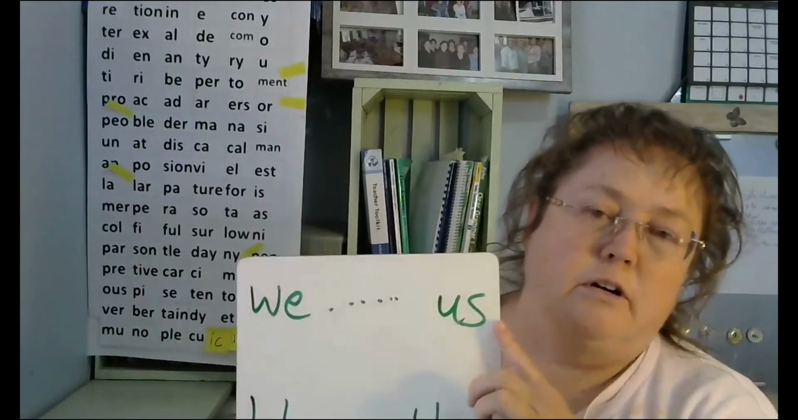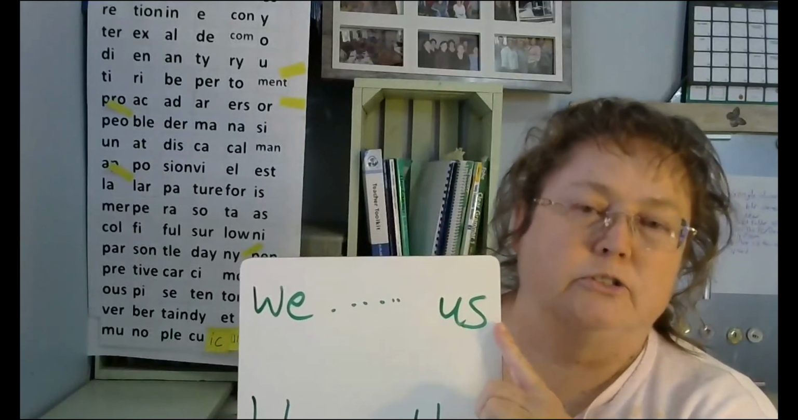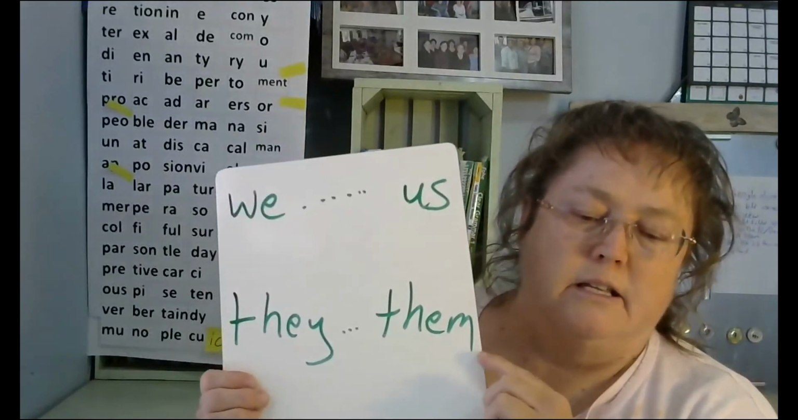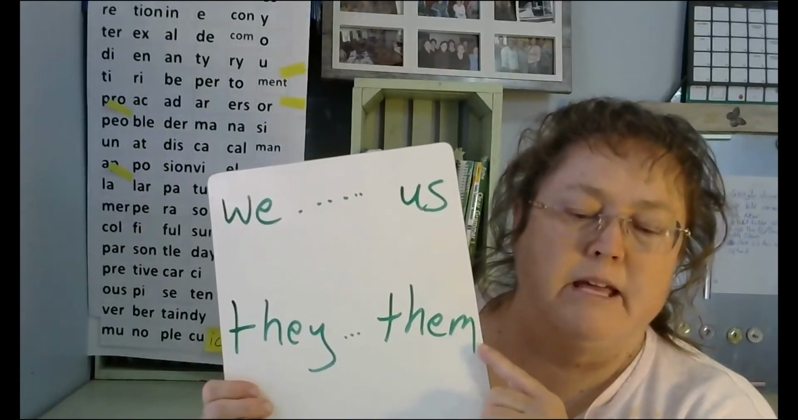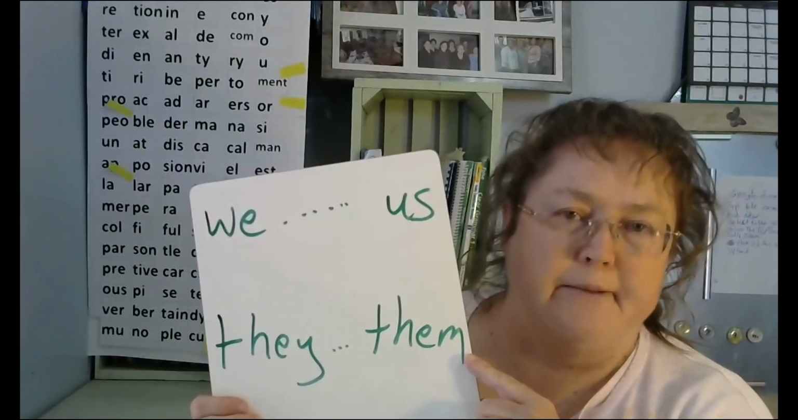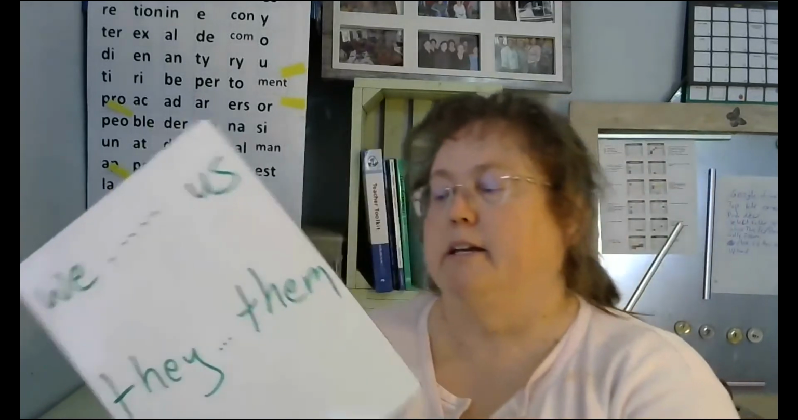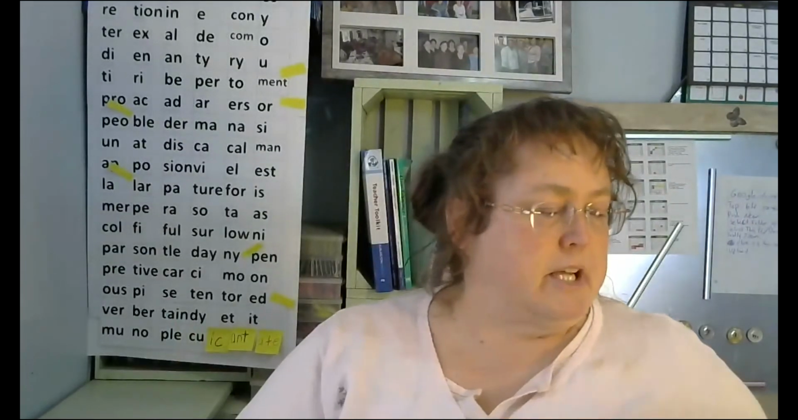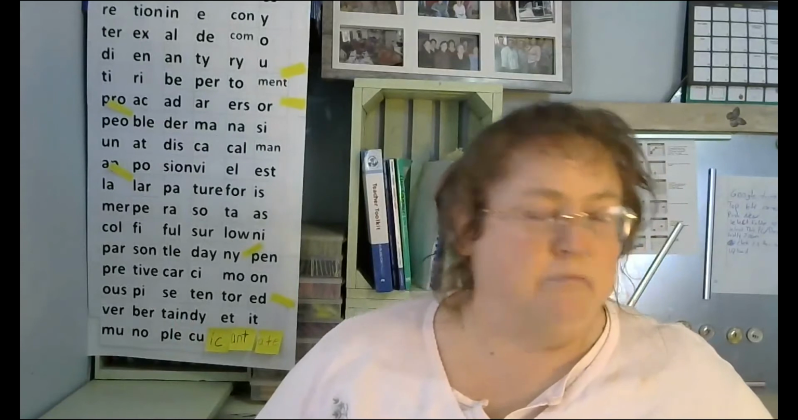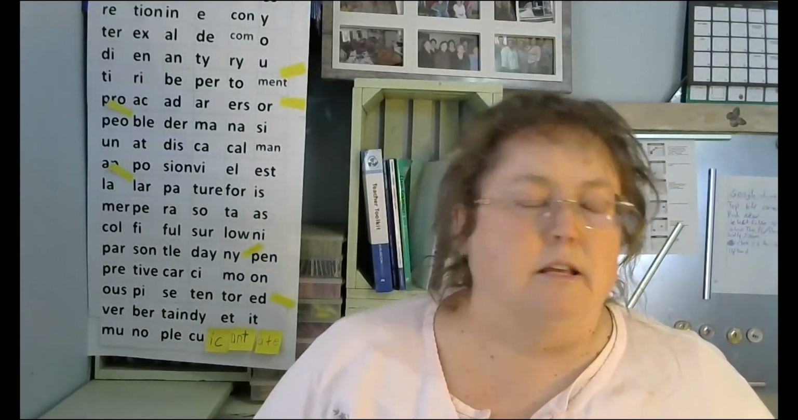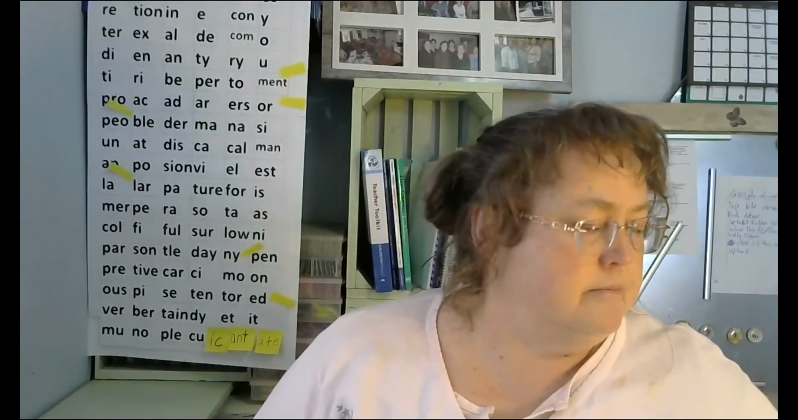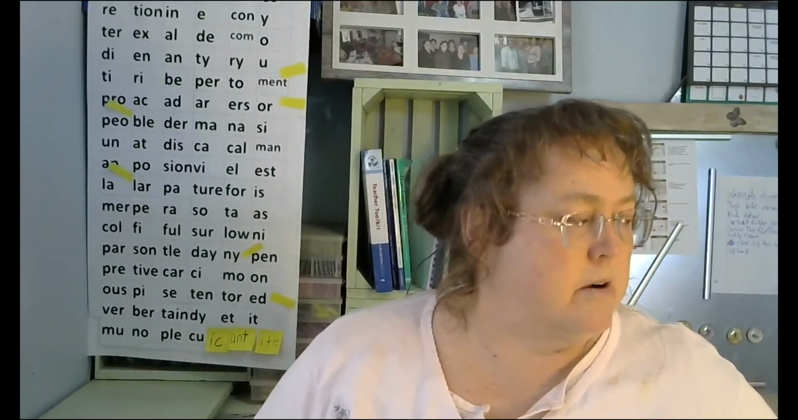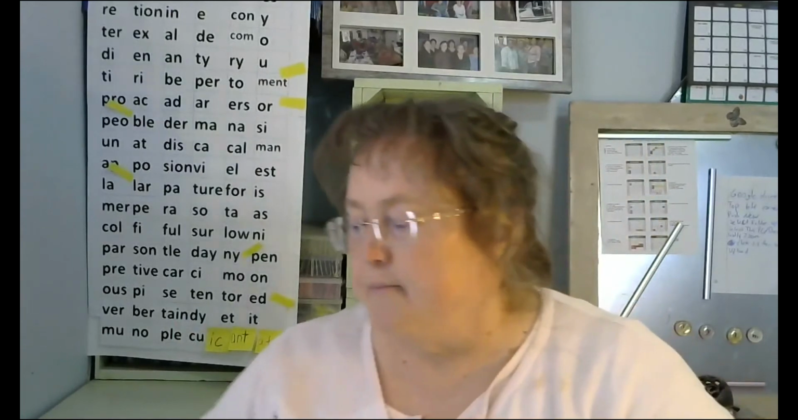We ran to the door. The mailman gave a package to us. They ran to the door. The mailman gave a package to them. All right, so those indirect objects, we change those pronouns to me, you, him, her, us, and them. Did I get them all? Me, you, him, her, us, and them.